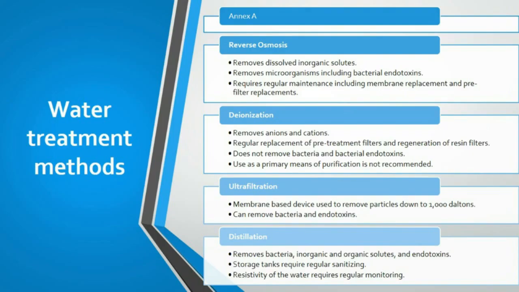We're going to break down these water treatment methods a little bit. These are your ways of getting critical water. As we talked about before, RO, that's reverse osmosis. That removes dissolved organic solutes. It removes microorganisms, including bacterial endotoxins. And it requires regular maintenance, including membrane replacement and pre-filter replacement.